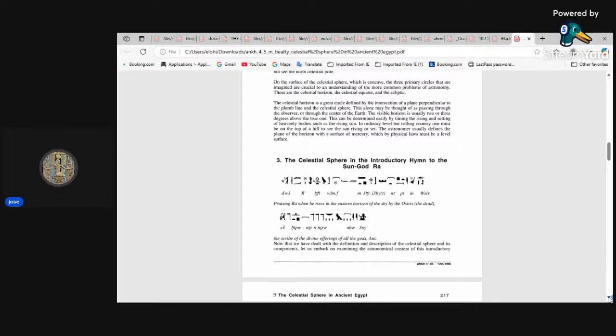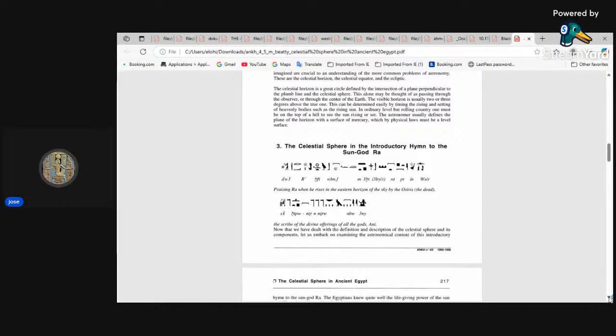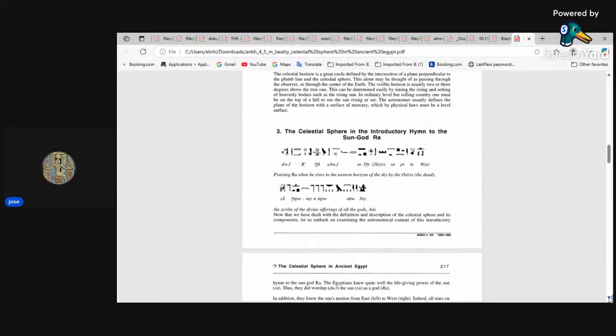The visible horizon is usually 2 or 3 degrees above the true one. This can be determined easily by timing the rising and setting of heavenly bodies such as the rising sun. In level but rolling country, one must be on the top of a hill to see the sun rise or set. The astronomer usually defines the place of the horizon with the surface of Mercury, which by physical laws must be a level surface.